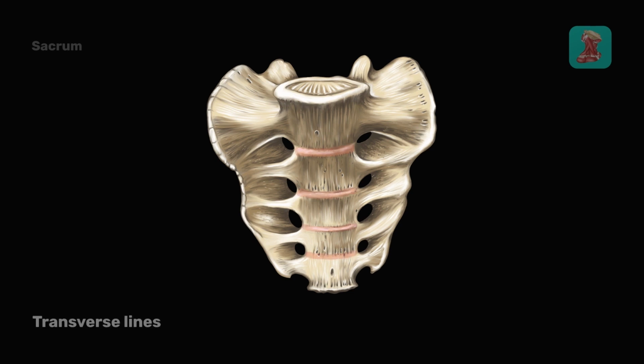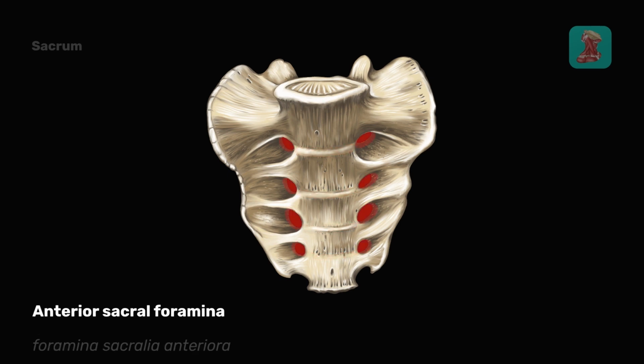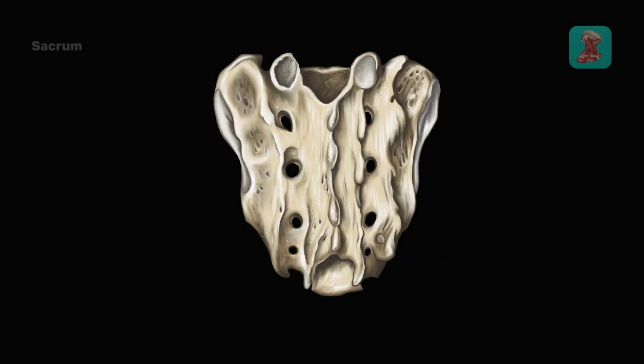We can also see transverse lines, a junction of the bodies of the sacral vertebrae. On the sides of the transverse lines are the anterior sacral foramina, through which the anterior branches of the spinal nerves and vessels pass. On the dorsal surface, we see several ridges.